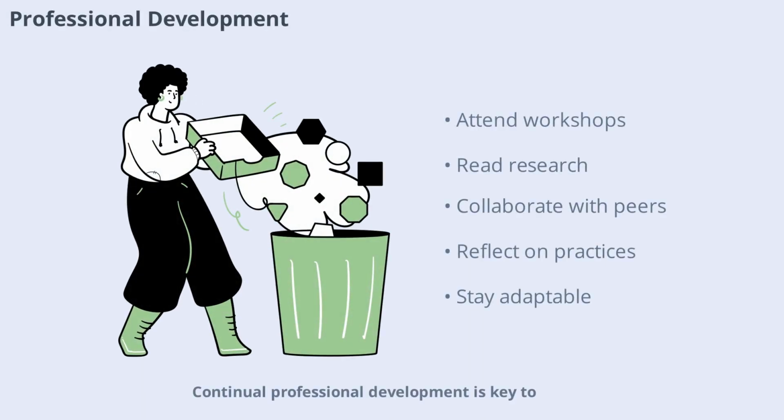Continual professional development is key to staying effective as a classroom manager. Attend workshops, read current research, and collaborate with colleagues to learn new strategies and refine your skills. Reflect on your own practices and be open to feedback. Ongoing learning helps you stay adaptable and responsive to the changing needs of your students.